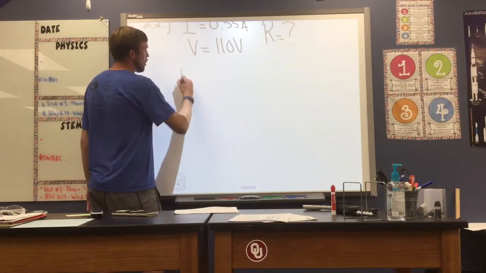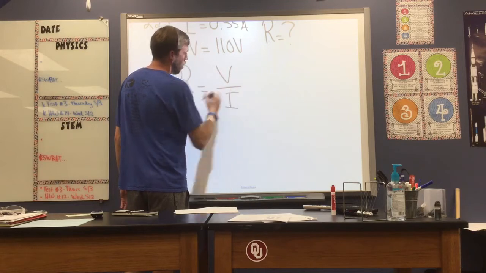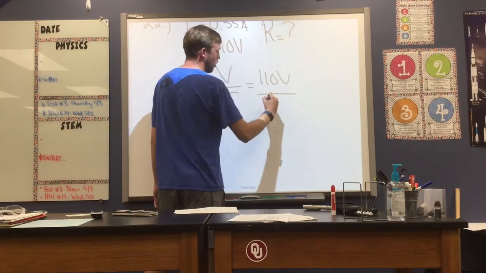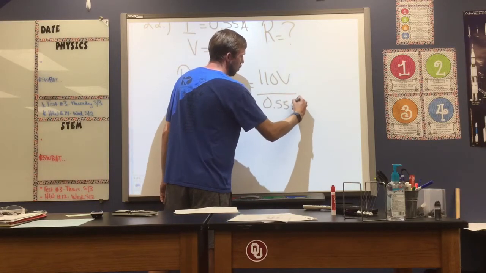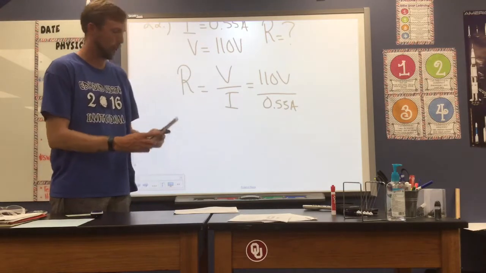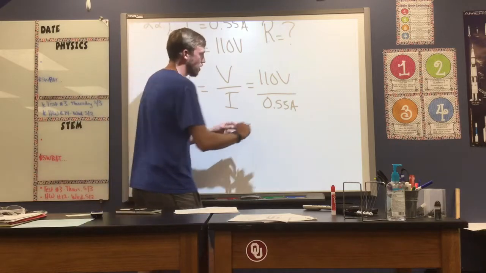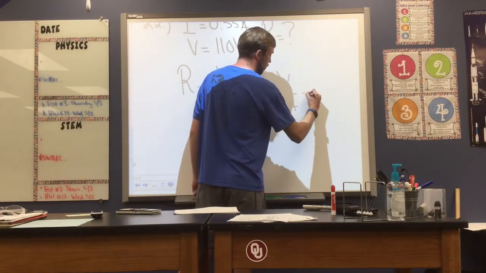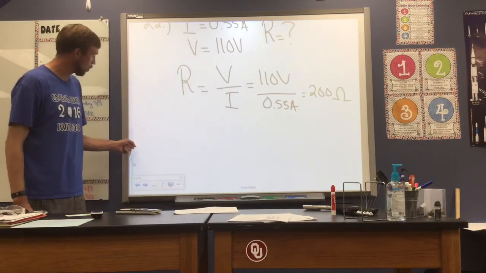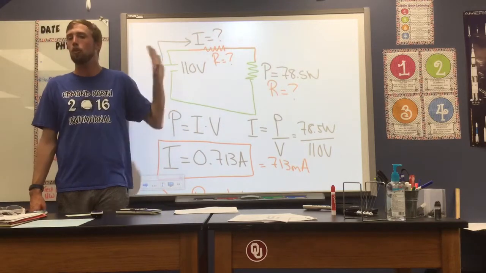So let's use Ohm's law. Resistance, R, is equal to voltage over the current. So voltage, 110 volts, divided by our current that we're now dropping down to 0.55 amps. Don't use the current you solved for previously, use the new current. So 110 divided by 0.55. That's going to give us a resistance of 200 ohms. Now remember, that 200 ohms is accounting for the bulb itself as well as the dimmer that we just put in series.